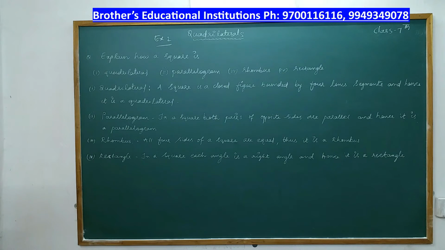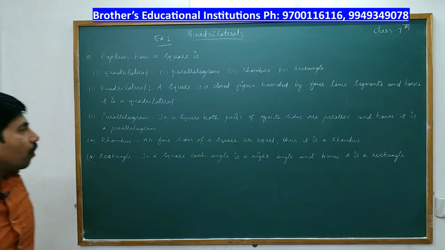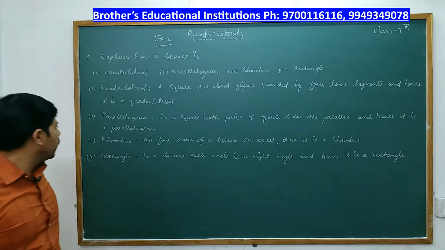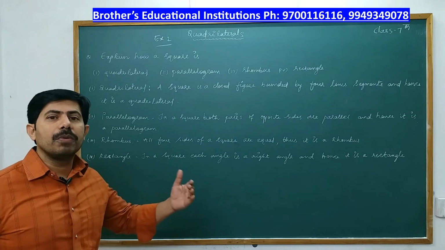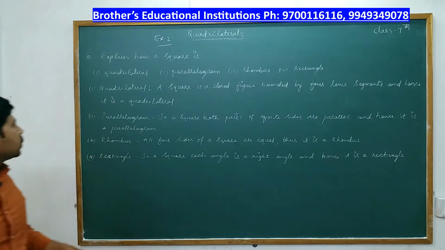Now, how is a square a parallelogram? In a square both pairs of opposite sides are parallel and equal, no doubt, and hence it is a parallelogram, because it satisfies one of the properties of a parallelogram: opposite sides are parallel. So that is the reason a square is a parallelogram.